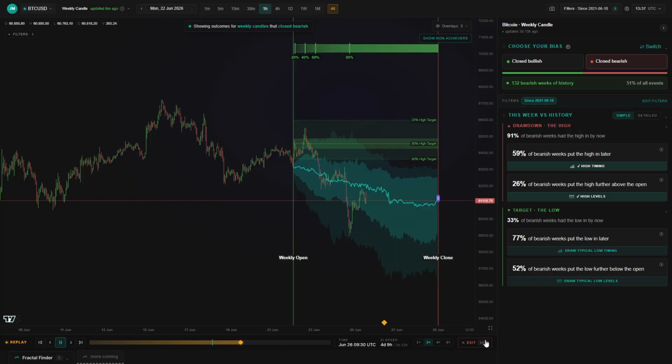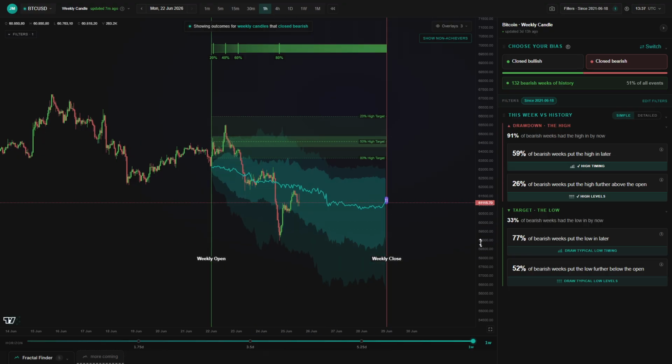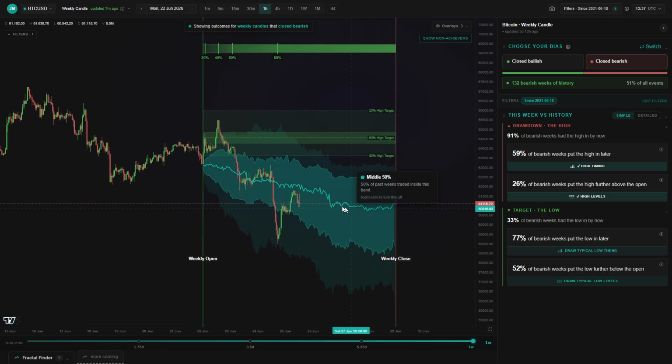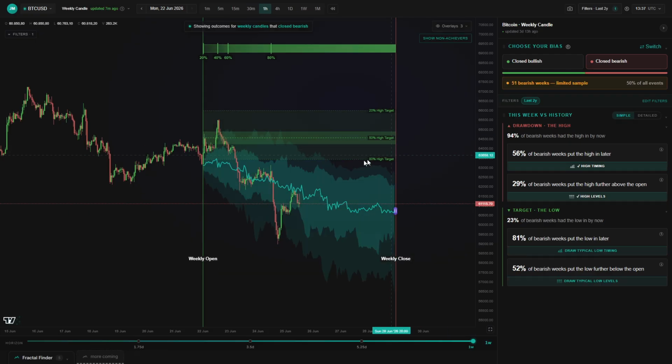And now afterwards we can see that if I leave the current replay mode, this is where price is currently at. So now looking at where price is currently at, we are trading a little bit below the median level of the bearish distributions. When we're looking at all weeks of history, I kind of want to adjust this to the last 2 years. We're trading a little bit below. Look at the last 51 bearish weeks and their distribution.